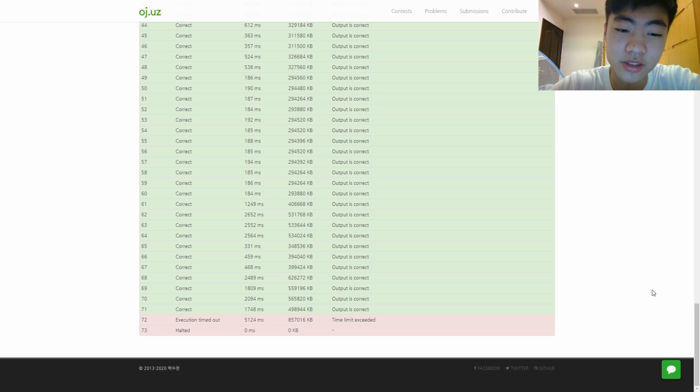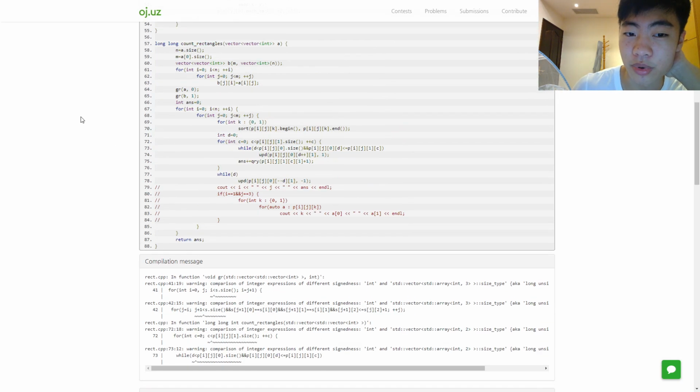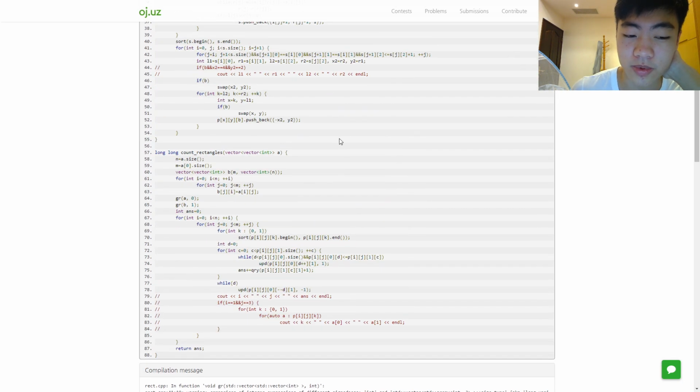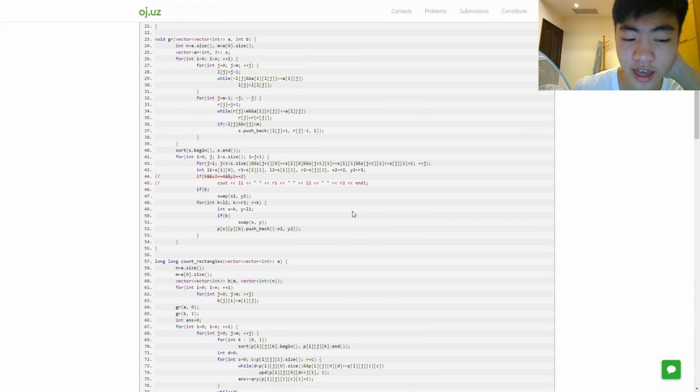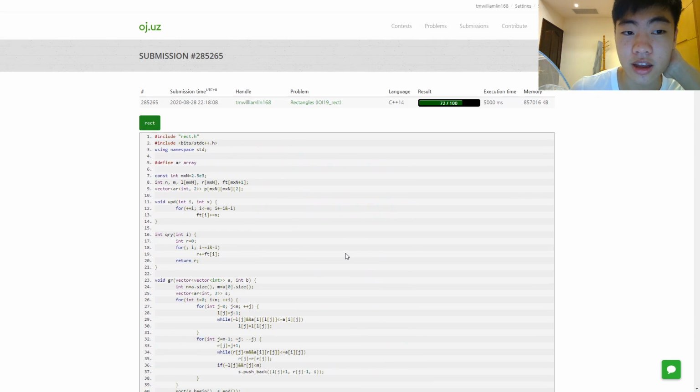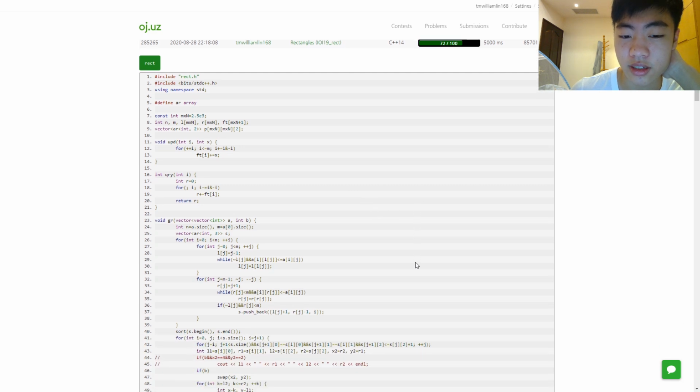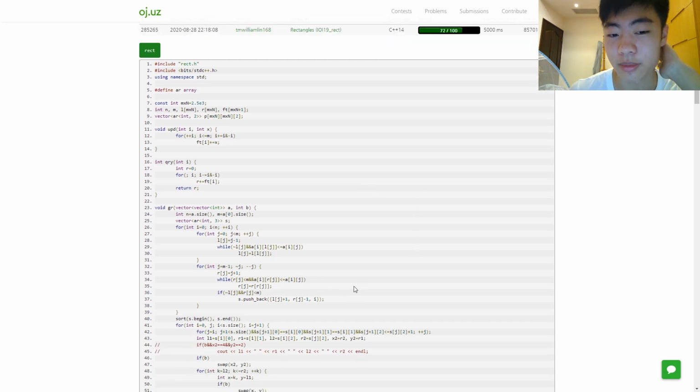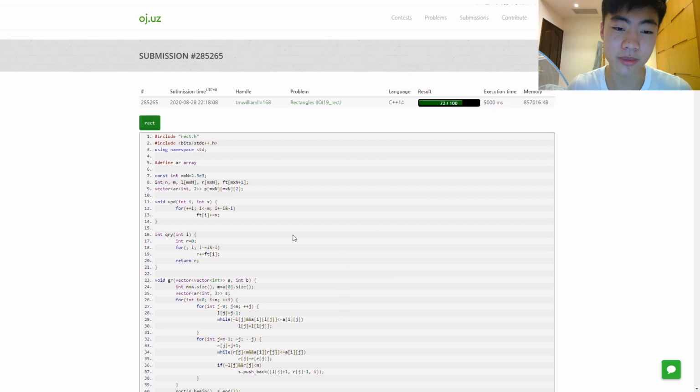But I'll just try to debug this some other time. I'm pretty sure my solution is correct, and probably if it was run on the actual IOI servers, it might have gotten accepted. So I'll just see what I can optimize, maybe tomorrow or the day after. Yeah, that's pretty much it for today.